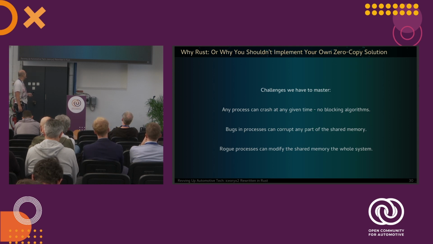So in the end, the major challenge we have mastered is that a process can crash at any time, so therefore we are not allowed to have blocking algorithms. Bugs in a process can corrupt any part of the shared memory, therefore we have to safeguard the shared memory so that you do not by accident modify something which is read by someone else. And a rogue process can corrupt the whole system, and we have to also prevent this.